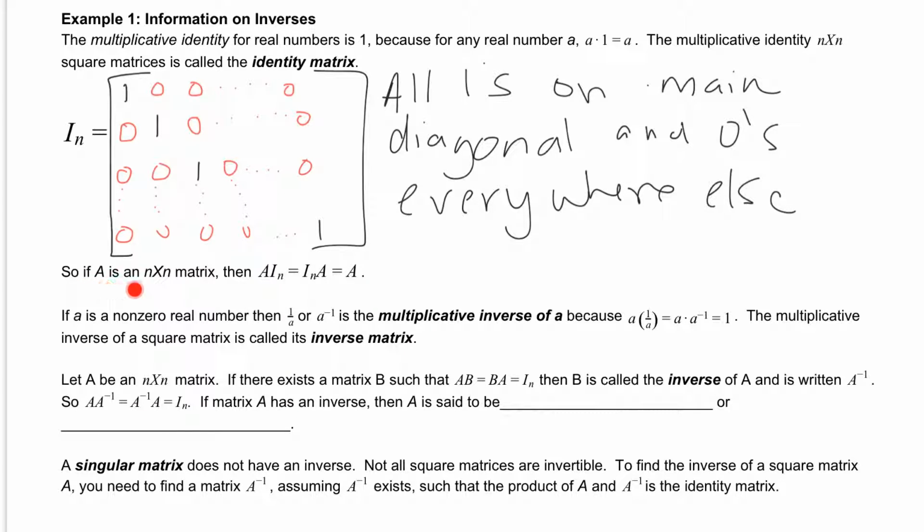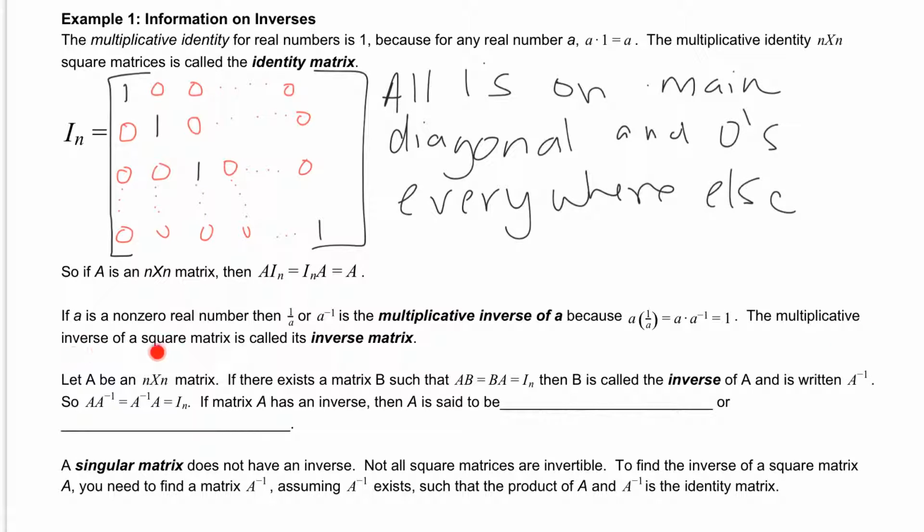So if A is an n by n matrix, then A times the identity matrix, or the identity matrix times A, is equal to A. So it's very similar to multiplying a number by 1. If a is a non-zero real number, then 1 over a, or a inverse, is the multiplicative inverse of a, because a times 1 over a, which is a times a inverse, is also 1.